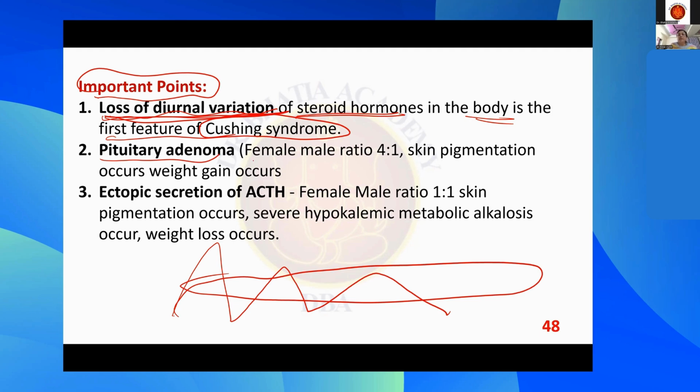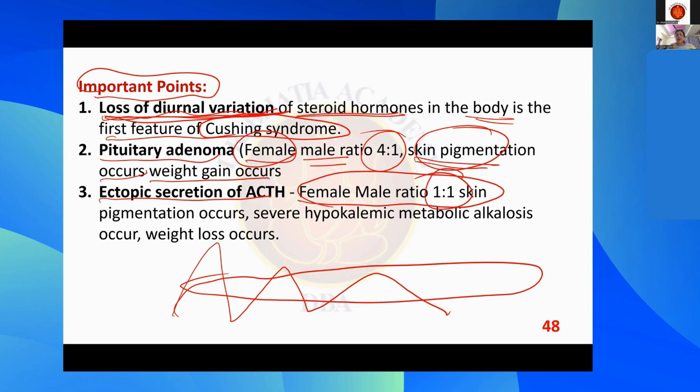Pituitary adenoma affects females more than males in the ratio of 4:1. Skin pigmentation occurs, weight gain occurs. So skin pigmentation is a feature of pituitary adenoma. Ectopic ACTH, again, the female to male ratio here is 1:1. Skin pigmentation will still occur because of the ACTH. There will be hypokalemic metabolic alkalosis. So this is a very characteristic feature of Cushing's, and especially ectopic Cushing's.